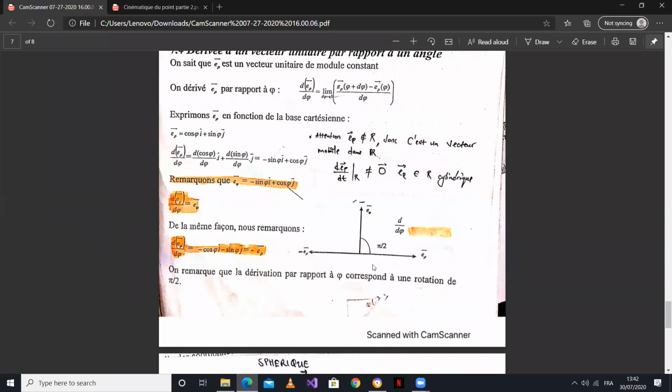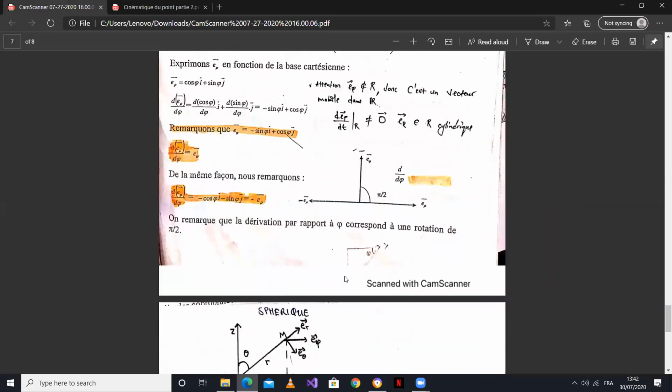Perhaps you won't remember this at the beginning, you can still draw this when you're working out your questions. You can have e_r, e_phi, minus e_r and minus e_phi. Even I used to draw it so I don't make any mistakes. So when I'm deriving e_r with respect to phi, I know I'm moving 90 degrees, so it's going to be e_phi. When I'm deriving e_phi with respect to phi, I'm moving 90 degrees, so it's going to be minus e_r. And when I'm deriving minus e_r with respect to phi, I'm moving 90 degrees, so it's going to be minus e_phi. Is that clear?